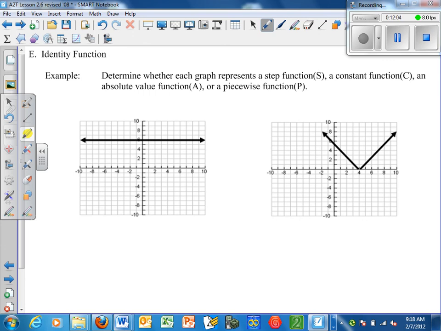Okay, obviously this one is a horizontal line, so this would be a constant function. This one is V-shaped, so this has to be absolute value. You saw what piecewise ones look like. If you have any parts to them, they're disconnected a lot of times, or if you have a step function, they're little mini steps. And that completes lesson 2.6.